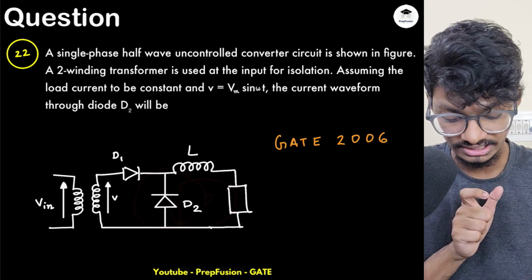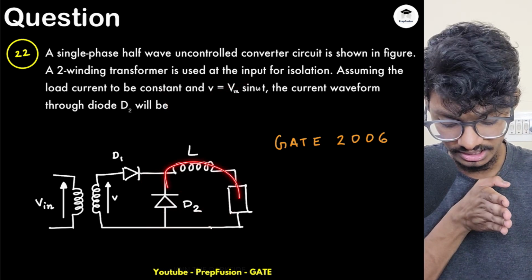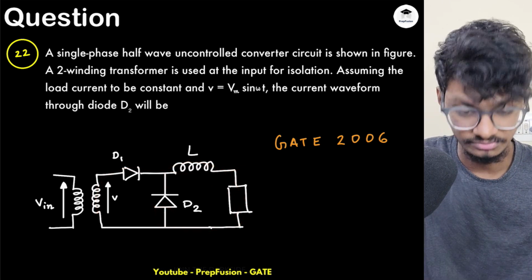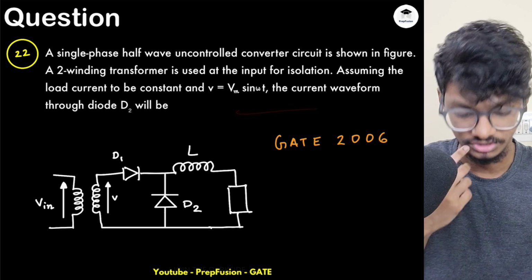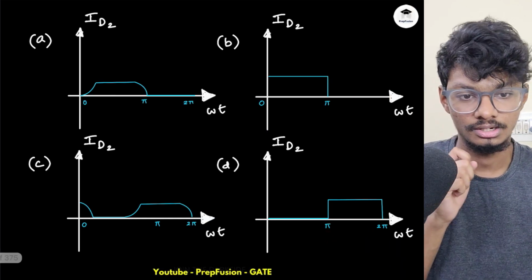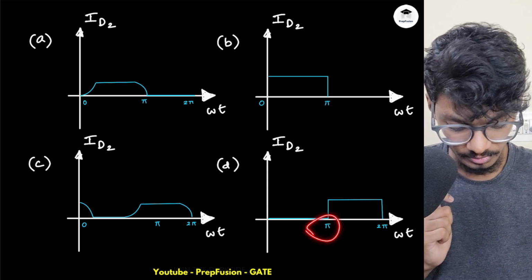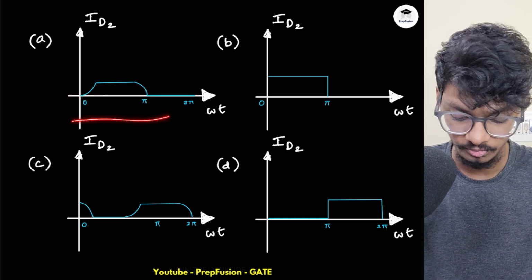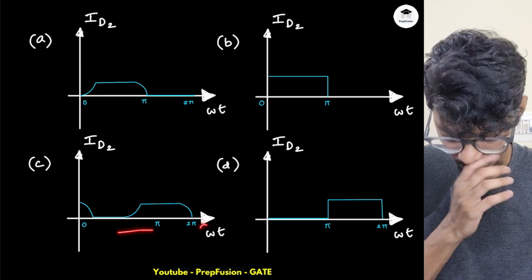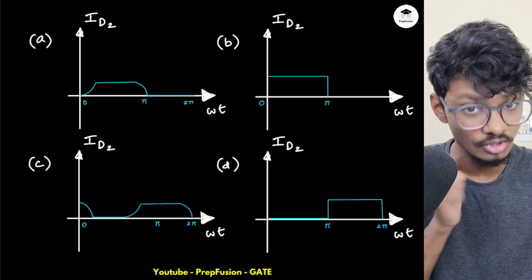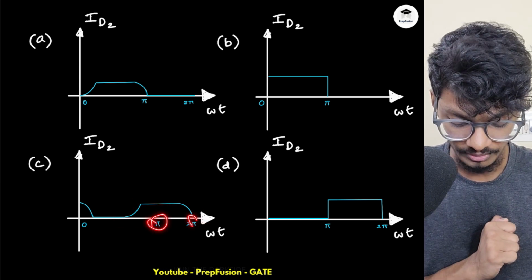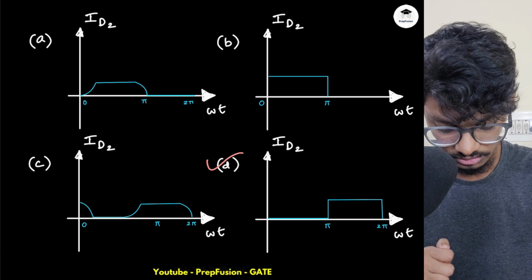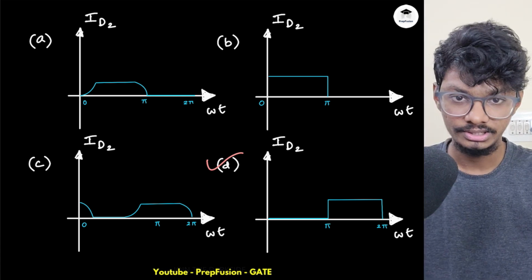And what will the current be? As they have told us, the current is constant. So obviously the de-energizing current will also be constant, and the energizing current will also be constant. The assumption is that L by R is very, very large, because they have told us the current is constant. So from pi to 2 pi, the current will be constant. This won't be an exponential, and D2 won't conduct from 0 to pi. It will only conduct from pi to 2 pi. This is also wrong, because this is not an SCR, this is simply a diode. So the diode will conduct from pi to 2 pi with just constant current. So option D will be correct. That will be the correct answer to this question.